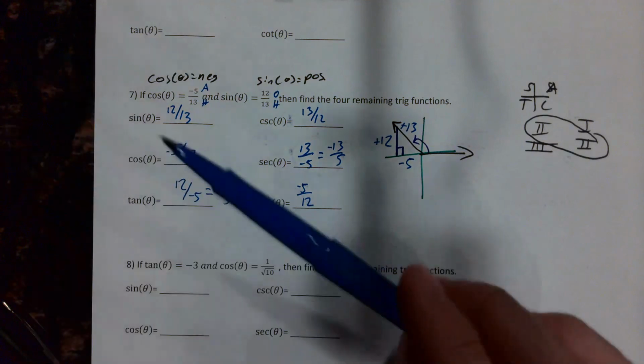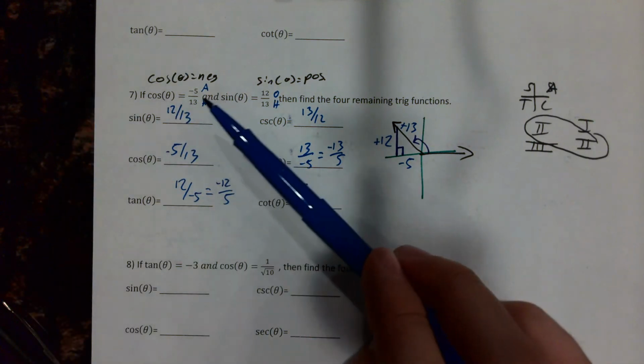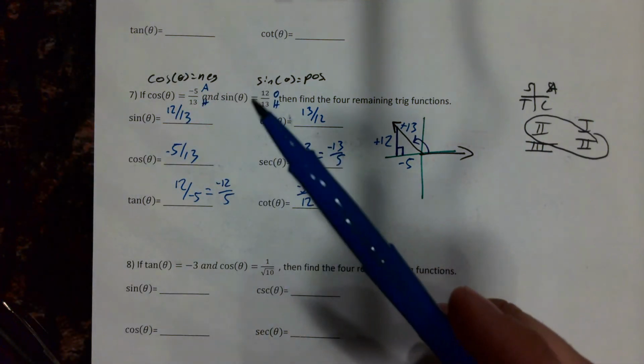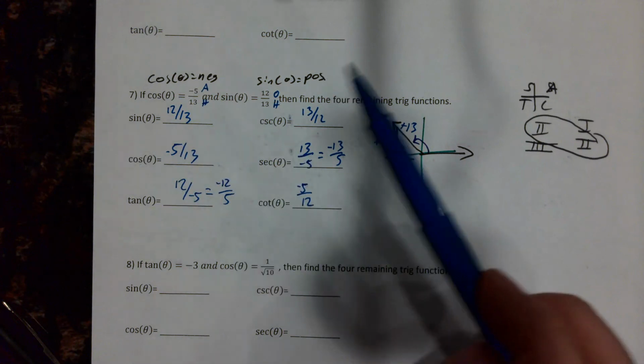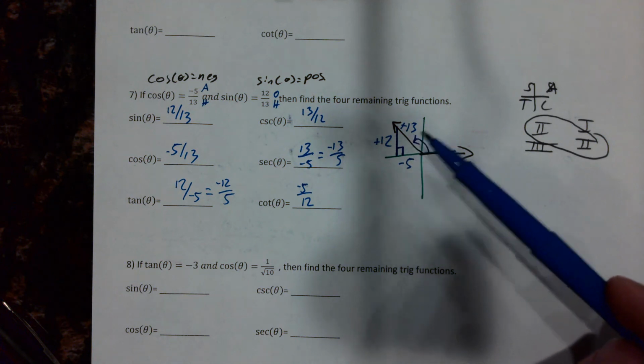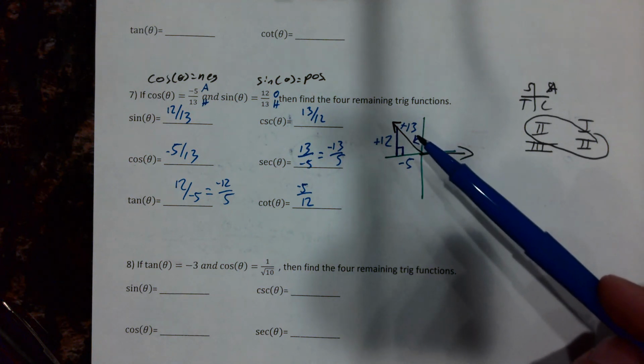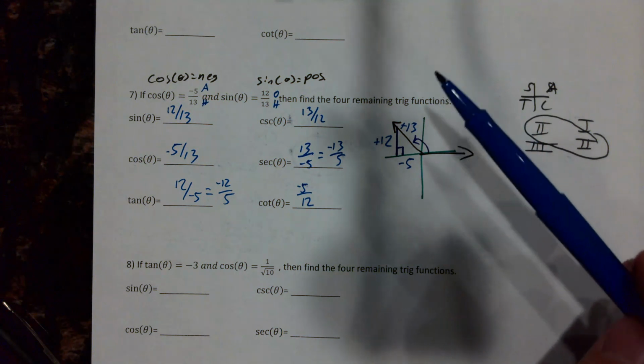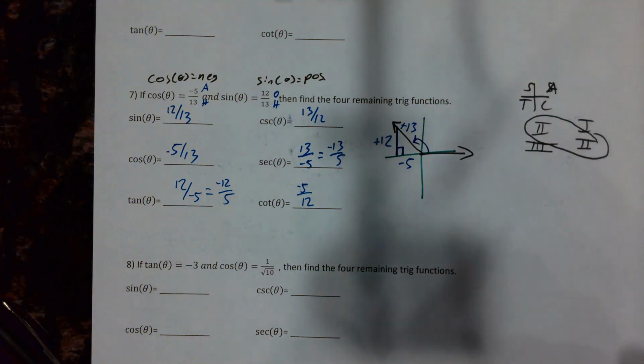And say you're given cosine and tangent or something, where you were only given 2 of the side lengths, you could use the Pythagorean theorem or potentially a Pythagorean triple to find the third side length, like we did in number 5. All right? But that is the fourth and final way to be asked to find the 6 trig functions.